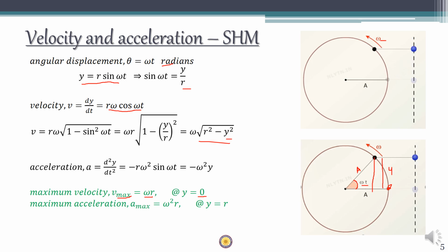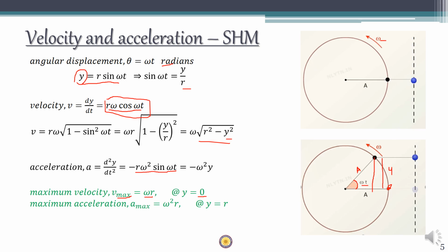In order to find acceleration, you have to find the second derivative of displacement or the first derivative of velocity. So acceleration is equal to d square y by dt square, or it is dv by dt. If you take the derivative of this velocity again with respect to time, we get r into omega into minus sine omega t, which is nothing but minus r omega square into sine omega t. Again, what was r sine omega t? r into sine omega t is nothing but y, right? So you can write acceleration is equal to minus omega square into y.